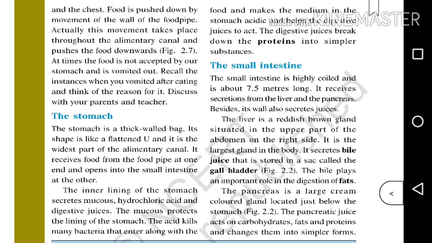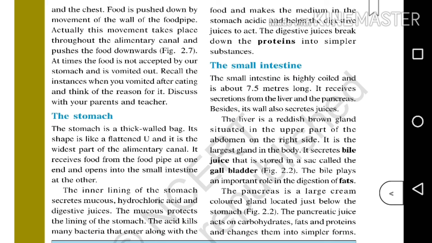So, the stomach is a thick-walled bag and it is in the shape of a flattened U. In the diagram, we can see that, isn't it? It's in the shape of a flattened U. It is the widest part. Among the alimentary canal, it's the widest part. In the inner wall, there secretes mucus, hydrochloric acid, and the digestive juices. So, the inner wall of the stomach secretes mucus, hydrochloric acid, and digestive juices.